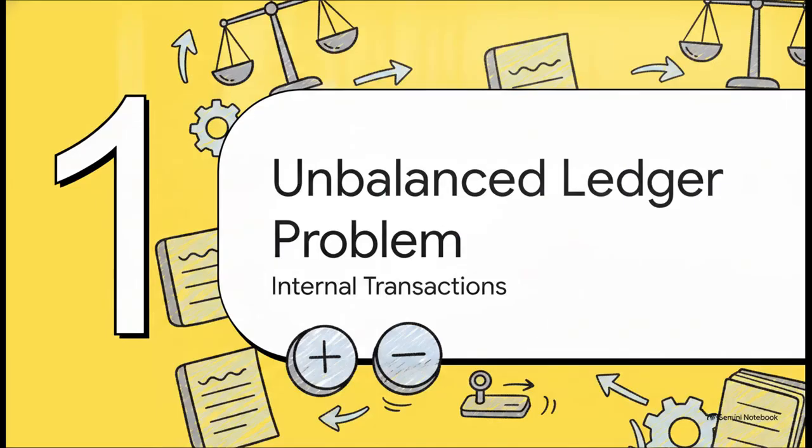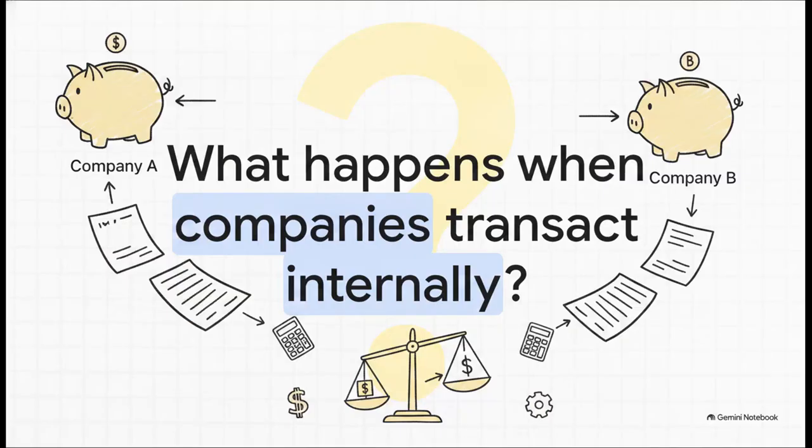Starting off with Section 1, the unbalanced ledger problem, when companies transact internally. So picture this scenario. What actually happens when companies within your broader organization transact internally? Say Company A pays a bill for Company B, or maybe they transfer some inventory. One gets a debit, the other gets a credit. But if you look at them in isolation, neither company's books actually balance. Left unmanaged, this is exactly the kind of thing that turns a routine month-end close into an absolute nightmare.